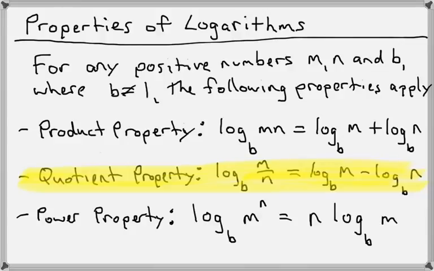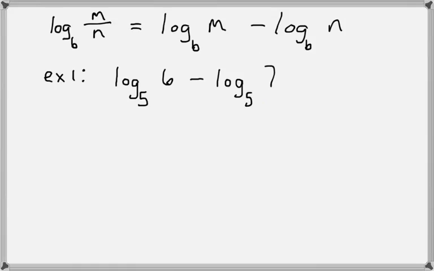In this video, we are going to focus on the simplifying. So let's look at an example. Up here at the top of the screen, I copied down the formula for you, the property. And then example 1, we have log base 5 of 6 minus log base 5 of 7. As you can tell from the formula, the base has to be the same, so let's check. In our example, we have a base of 5 and a base of 5, so it is the same. We will be able to use this quotient property to simplify this into a single log.